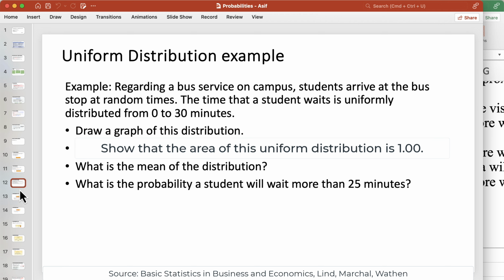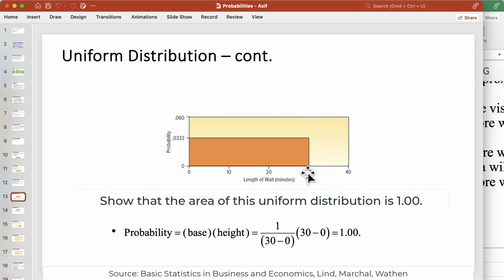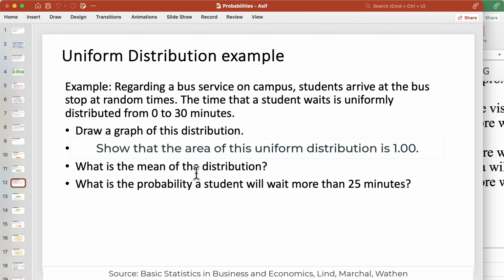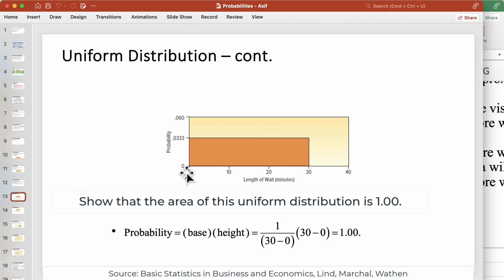Draw a graph of the distribution. This is a graph of the distribution. And the total area, the orange colored area, is 1. And the next question is, what's the mean of this distribution? The mean of this distribution is 0 plus 30 divided by 2. So here we go.